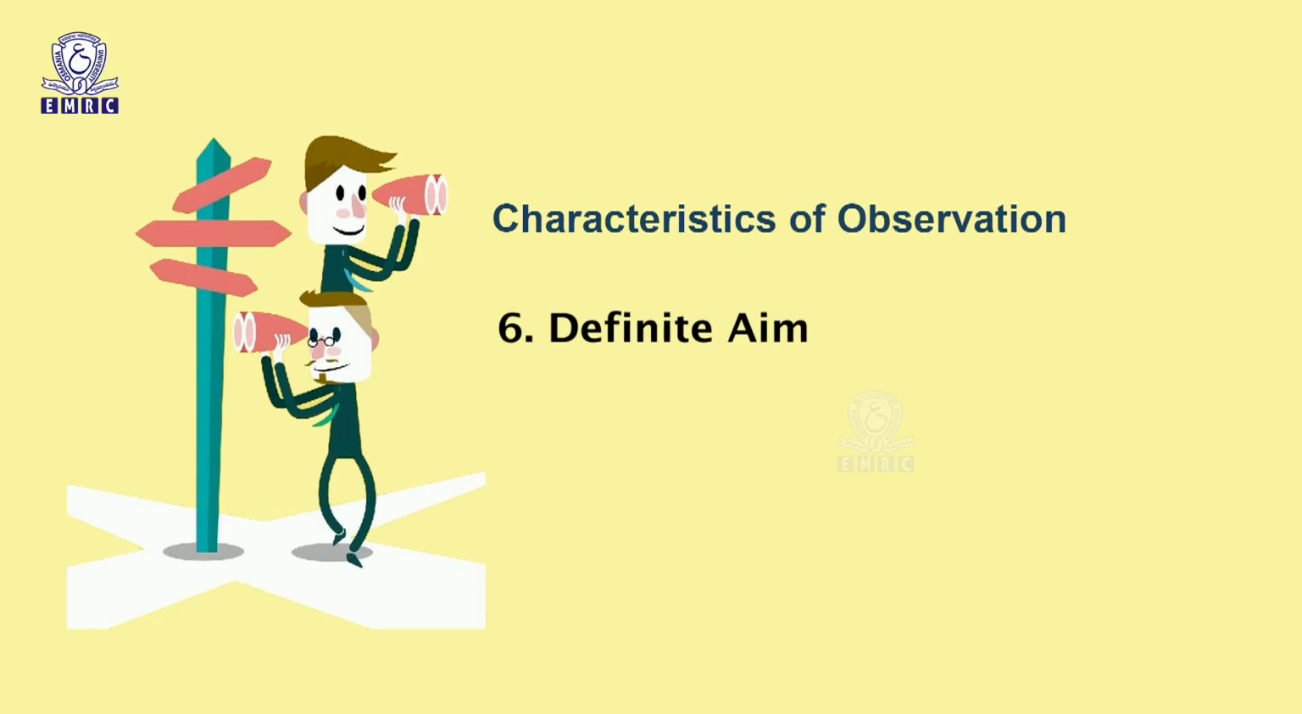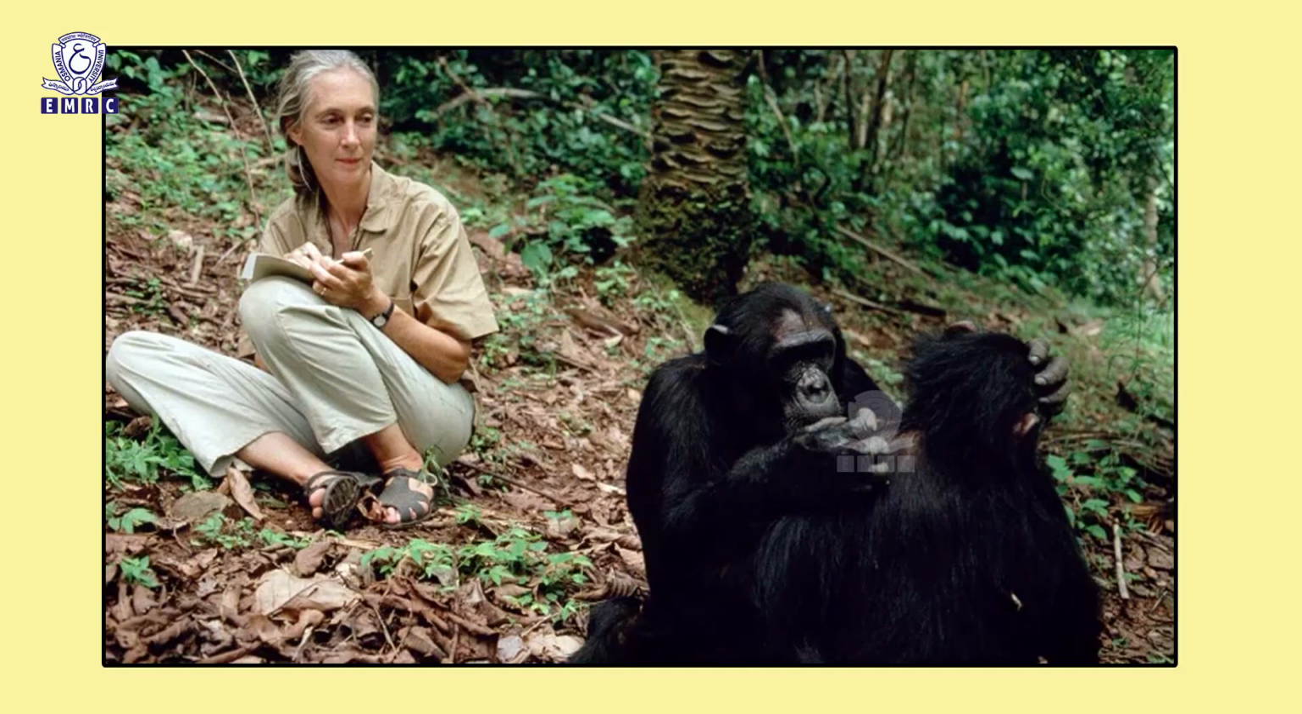Another major characteristic of the method is that it has a definite aim. That is, observation must have some definite aims and objectives. That is, it should be clearly defined before the beginning of the actual observation process. Without the proper aims and objectives, observation will be unsystematic and expensive.